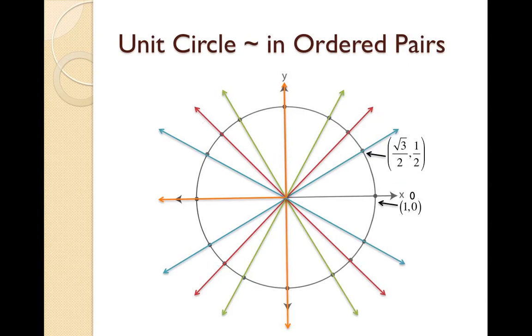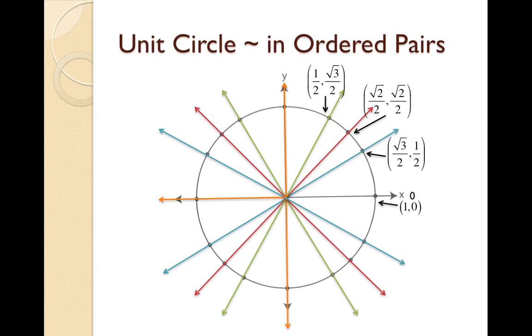And we can do that with all of these special angles. We know that the next angle is supposed to be pi over 4, and so we know that the cosine of pi over 4 is square root of 2 over 2, and we know that the sine of pi over 4 is square root of 2 over 2. So our ordered pair is going to be square root of 2 over 2, comma, square root of 2 over 2. And we know that for pi over 3, which is the same as 60 degrees, cosine is 1/2 and sine is the square root of 3 over 2. And so we can figure out the ordered pair for that point.